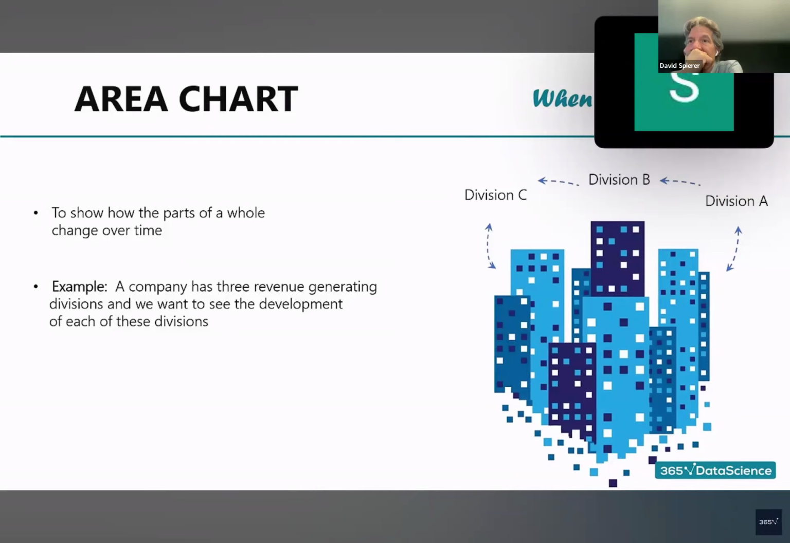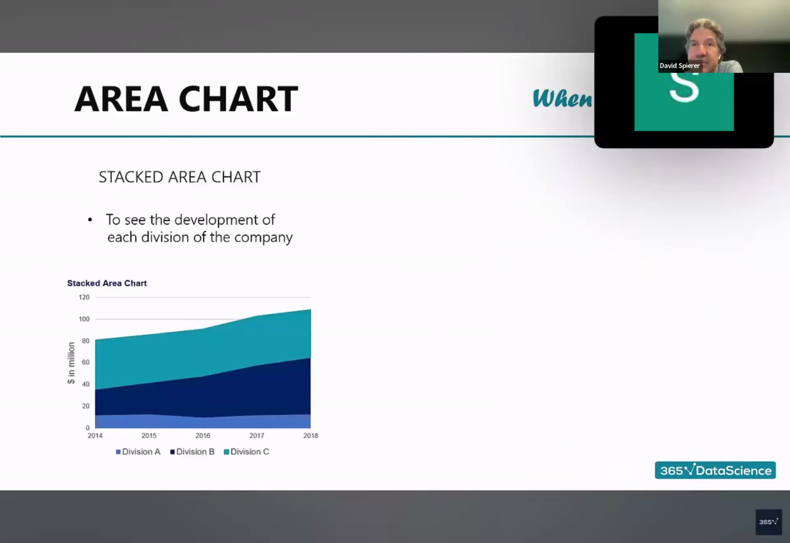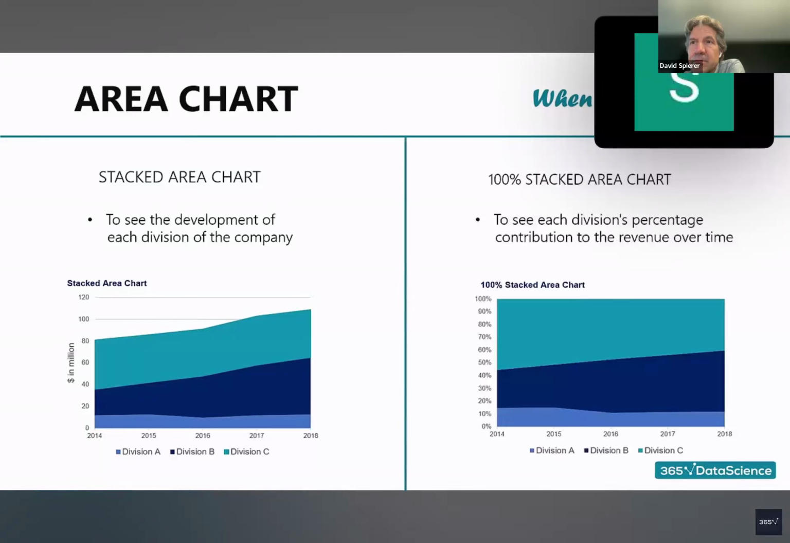Say, revenues from one division have been growing rapidly, while the other 2 have kept the same level. A stacked area chart is perfect in this case. However, if we are interested in the portion of revenue generated by each division, and not that much in the total amount of revenues, we can simply use a 100% stacked area chart. This will show each division's percentage contribution over time.